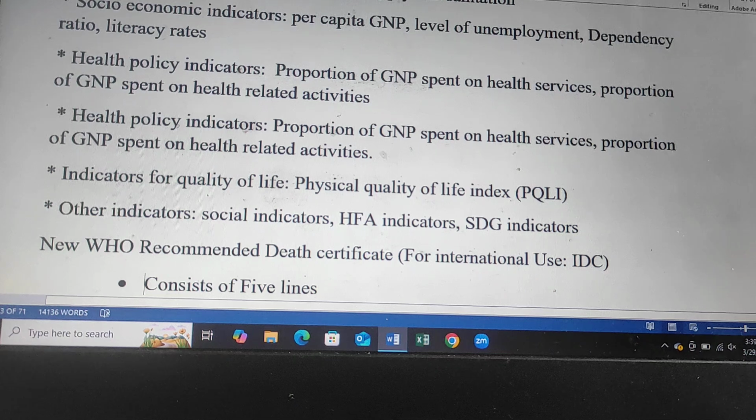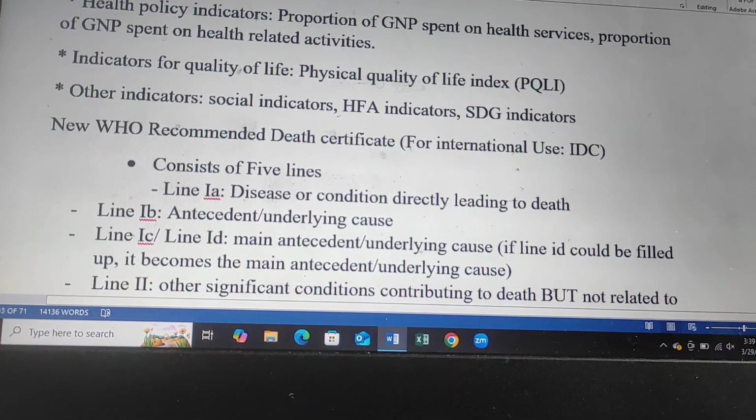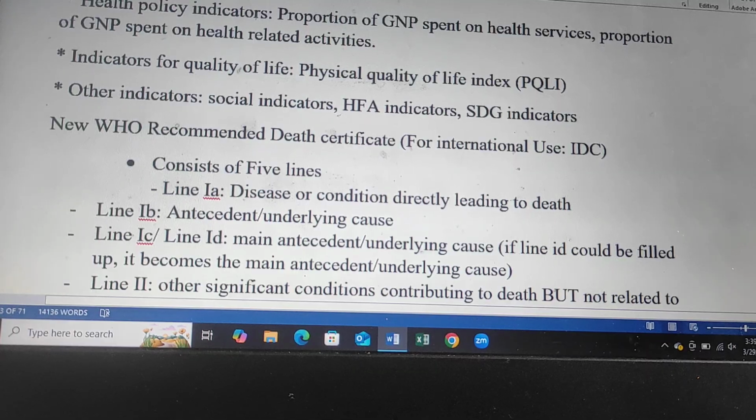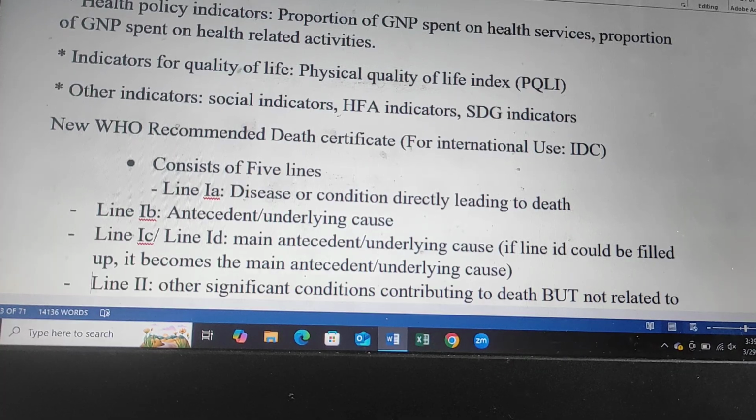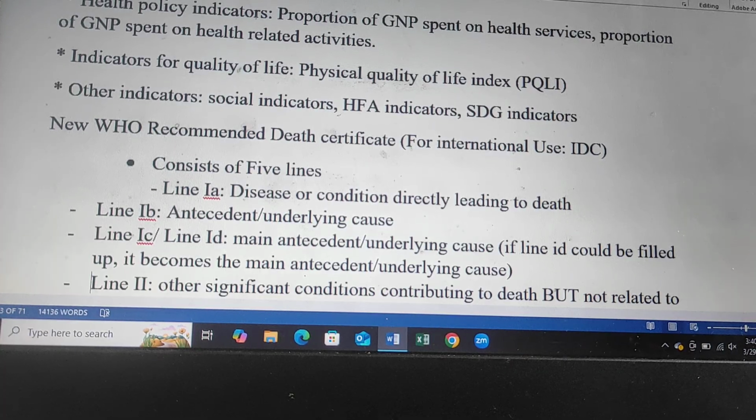New WHO recommended death certificate for international use. International death certificate consists of 5 lines. Line IA: disease or condition directly leading to death. Line IB: antecedent or underlying causes. IC: main underlying causes.